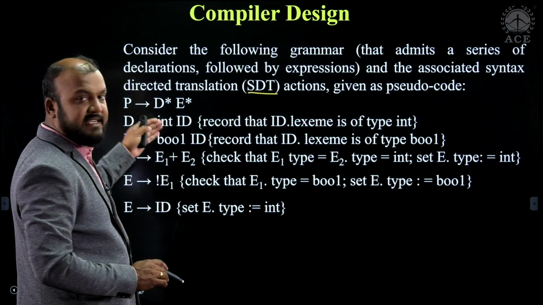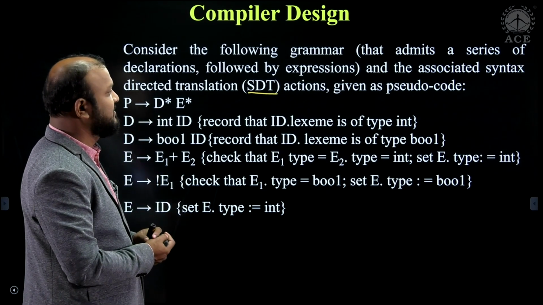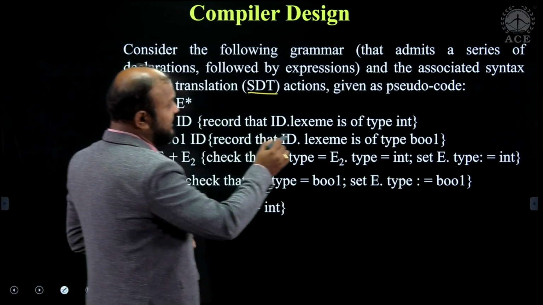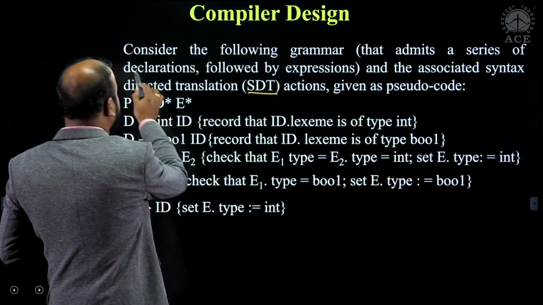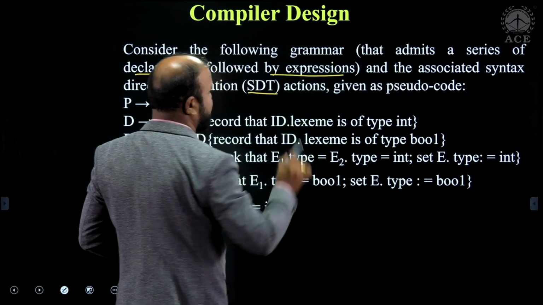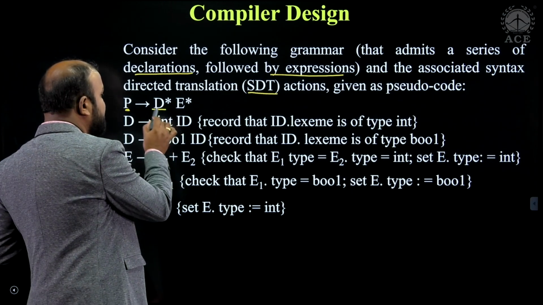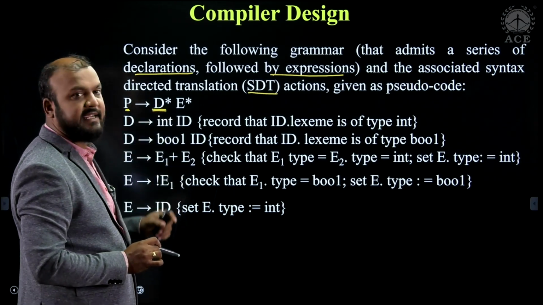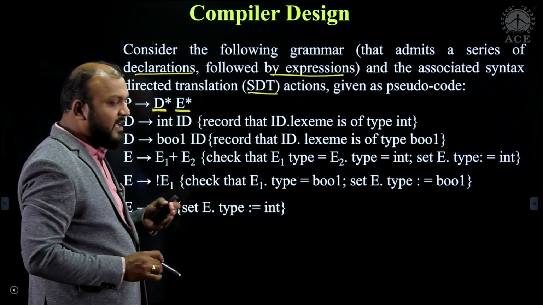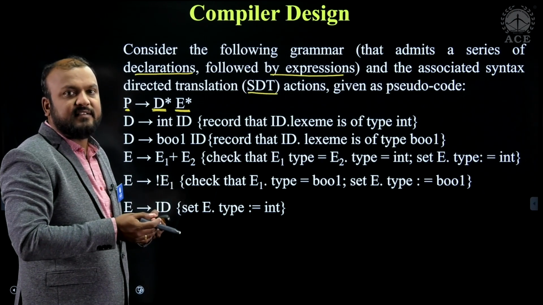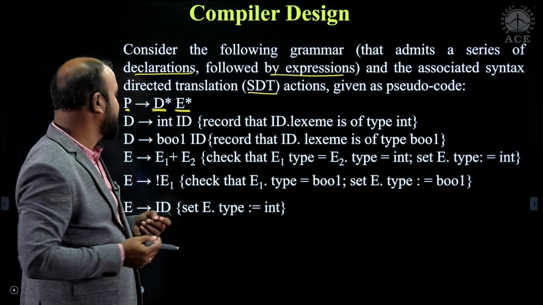Observe this syntax directed translation. P tends to D star E star. Here it is given, this context free grammar admits a series of declarations followed by expressions. Here the program consists of a set of declarations, D star indicates a set of declarations, E star indicates a set of expressions. In a programming language, we declare the variables, followed by which we write expressions for the program logic.